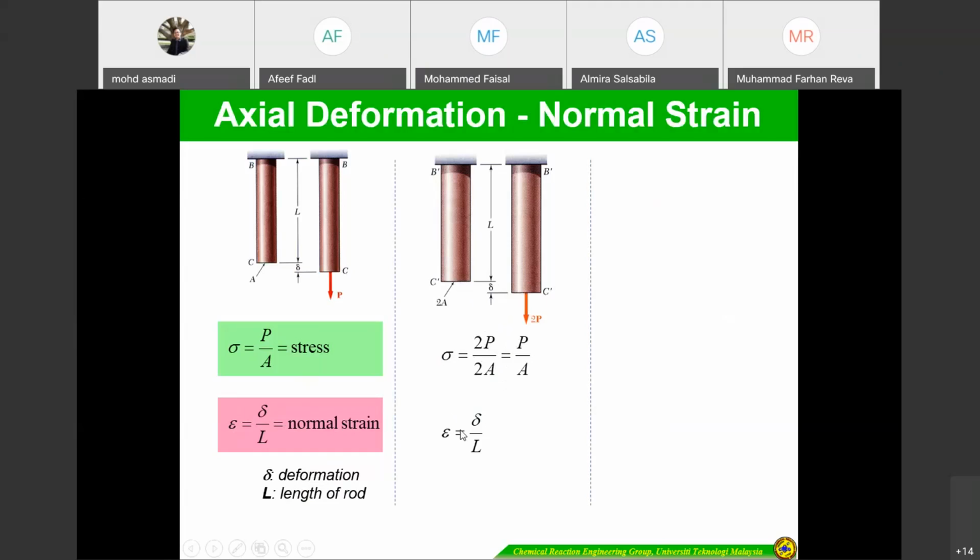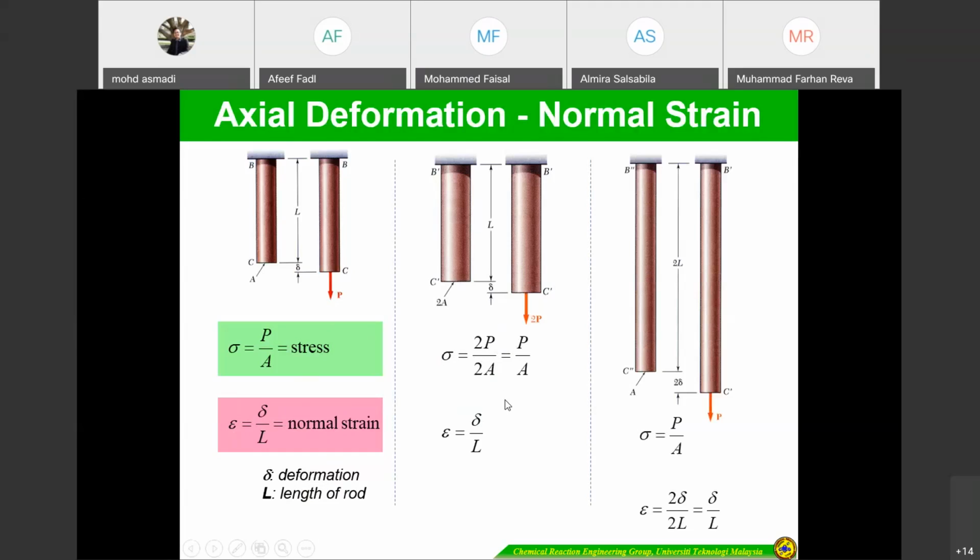Okay, and calculating the normal strain is similar, the ratio delta divided by L. How about when we increase the length? The elongation is going to be double, 2 delta. Okay, but the ratio is still the same, for the stress equal to P divided by A. Since the deformation or elongation is double to 2 delta, it depends on the length.